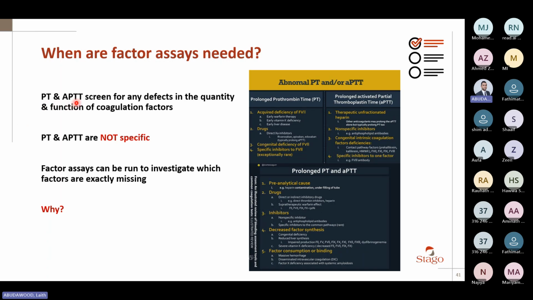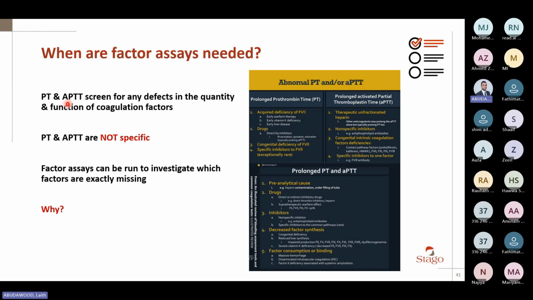PT and APTT are normal. We say everything is okay. One of them is abnormal. We have to check, is PT abnormal? Then maybe it's the extrinsic pathway. APTT is abnormal. Maybe it's the intrinsic pathway. Both are abnormal. Maybe it's the common pathway. You know, of course, these things.